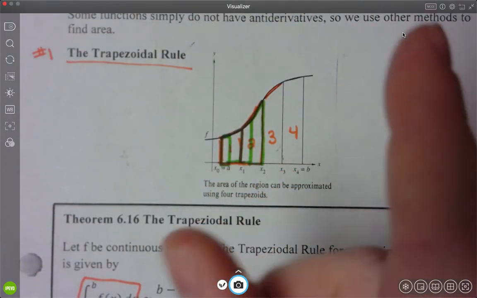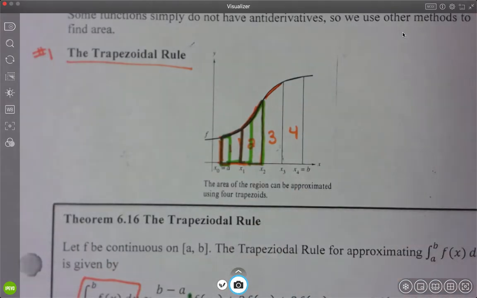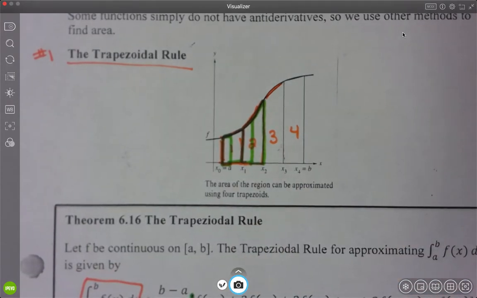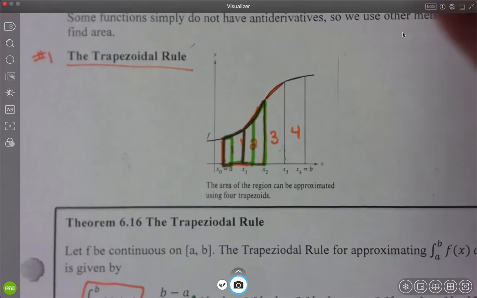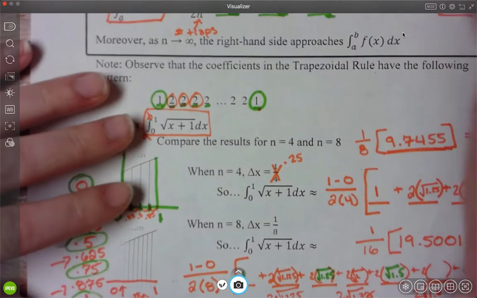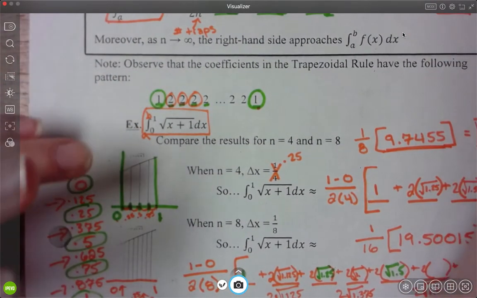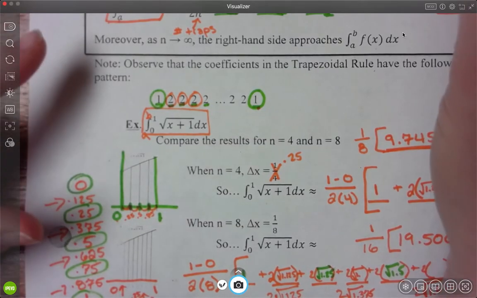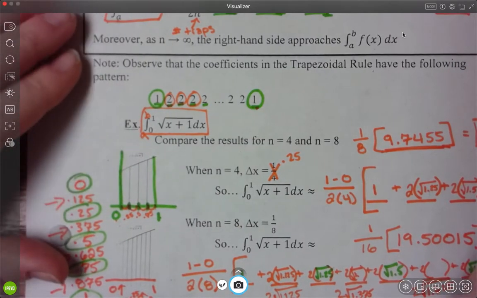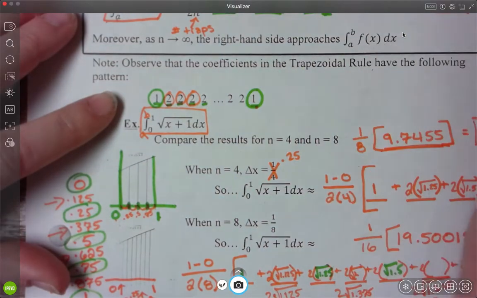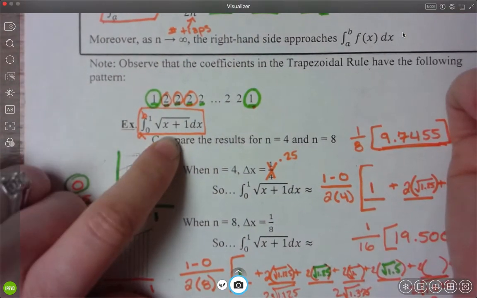Both of these are used when you cannot find the antiderivative of a function. Most of the time you should just be able to do the 1 over n plus 1 x to the n plus 1 or use substitution. But when neither of those two things work, you have to use one of these, the trapezoid rule or the Simpson's rule. Now this one was one that we could do with substitution.